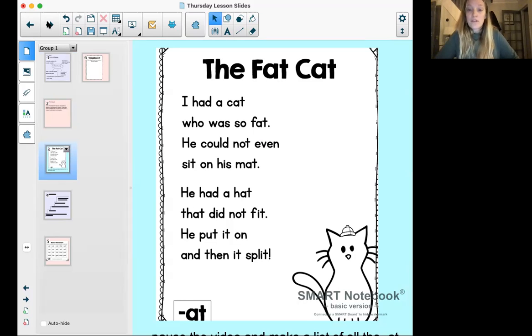So we have a poem called The Fat Cat. I had a cat who was so fat, he could not even sit on his mat. He had a hat that did not fit. He put it on and then it split.